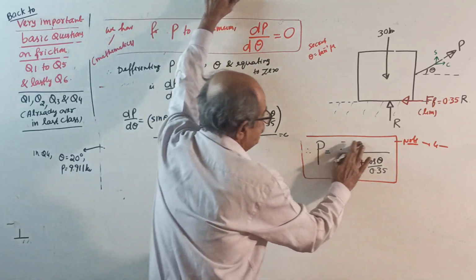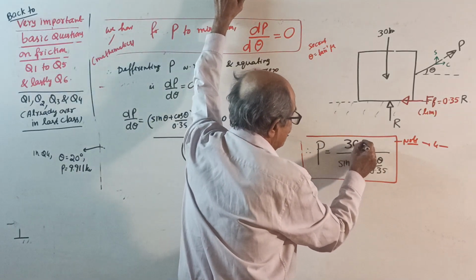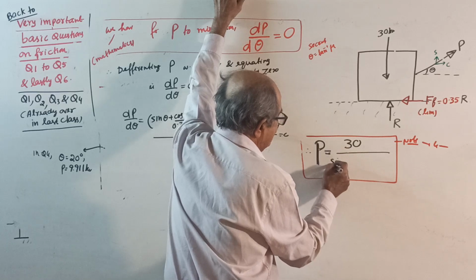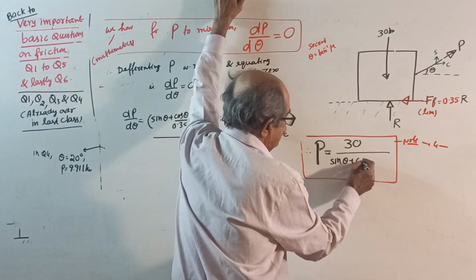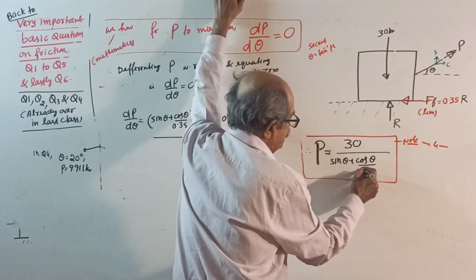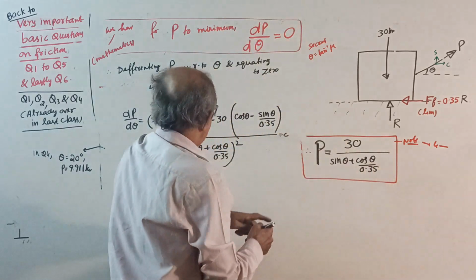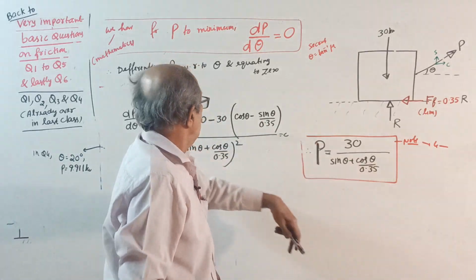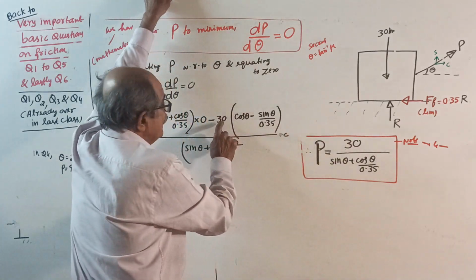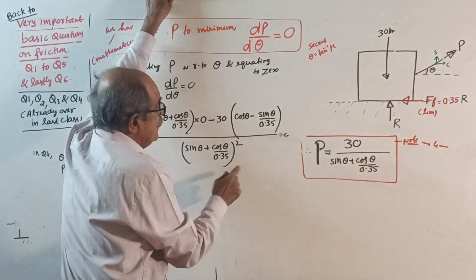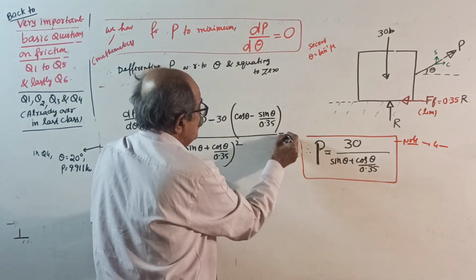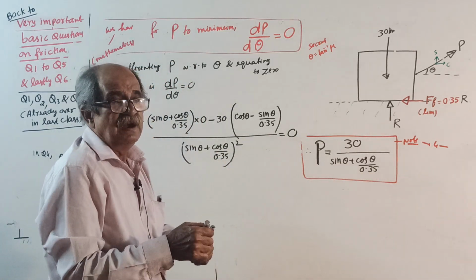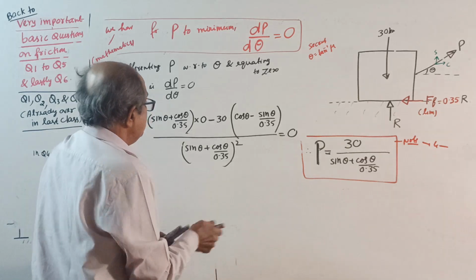If it is not visible, I write once again here. See, light color, now dark color, dP equal to, because earlier ink was faded, sin theta plus cos theta by 0.35. Okay. See, denominator into differentiation of numerator 0 minus numerator into differentiation of denominator divided by denominator square equal to 0. Now, when something is 0, remember, denominator cannot be 0. You can cut it. It's a rule.